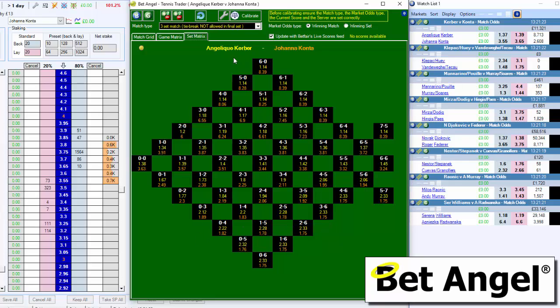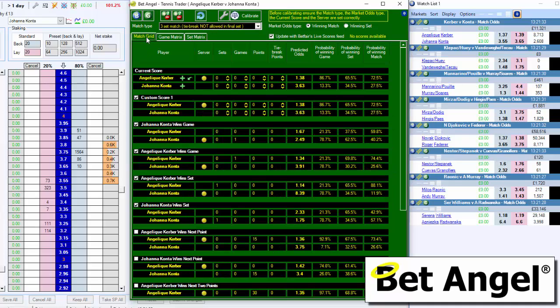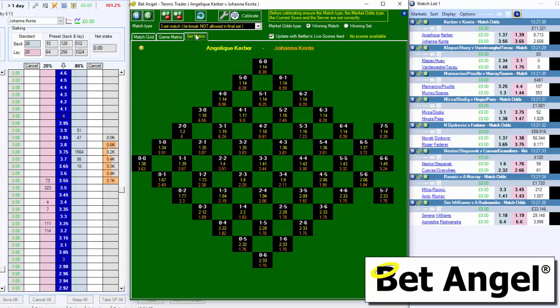And obviously if we flip the server around to Konta serving first, then you would effectively flip this matrix around as well in terms of how you interpret it. But if you want to go down to fine detail, you can use the match grid. But if you want to look at a set before the set has started on a future match, then this will allow you to navigate it. And it's that simple to understand what's going on.